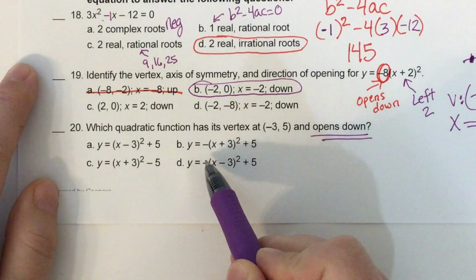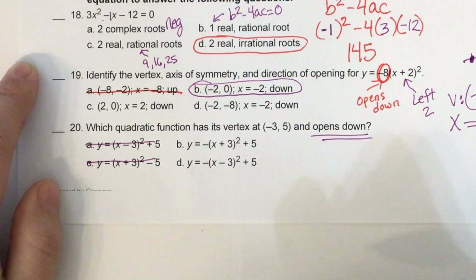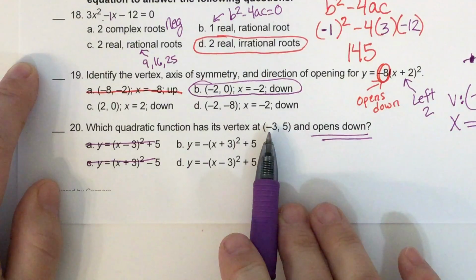B and D are going to open down because they have negatives in the front. So A and C are out. Okay, so let's just see what would have a vertex at negative 3, 5.